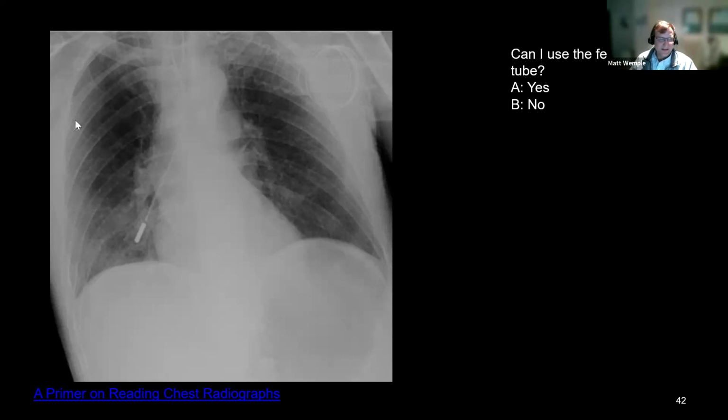All right, looks like 9% say yes and 91% say no. Yeah, that is a no, actually. Basically, and we'll talk about this in a later slide too, you don't want it to make a turn before the diaphragm, and this might actually be going down the right main stem here into the lung.